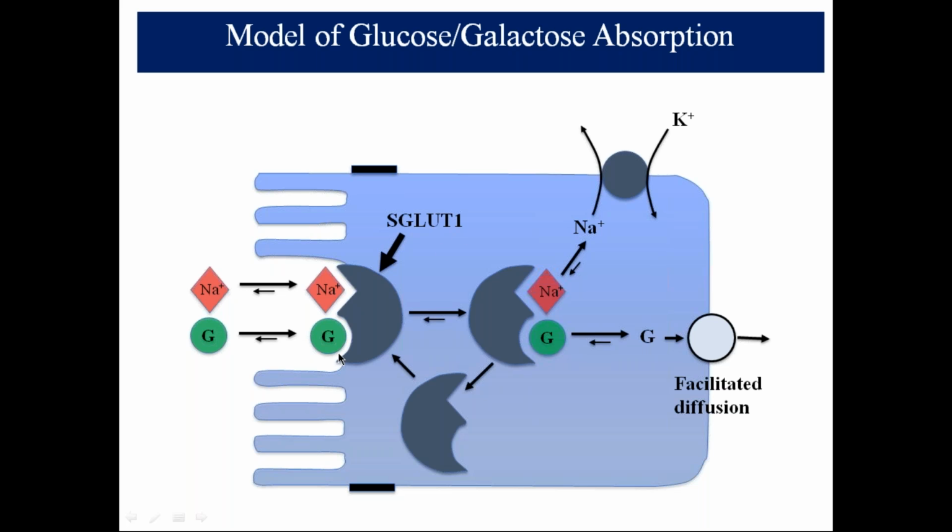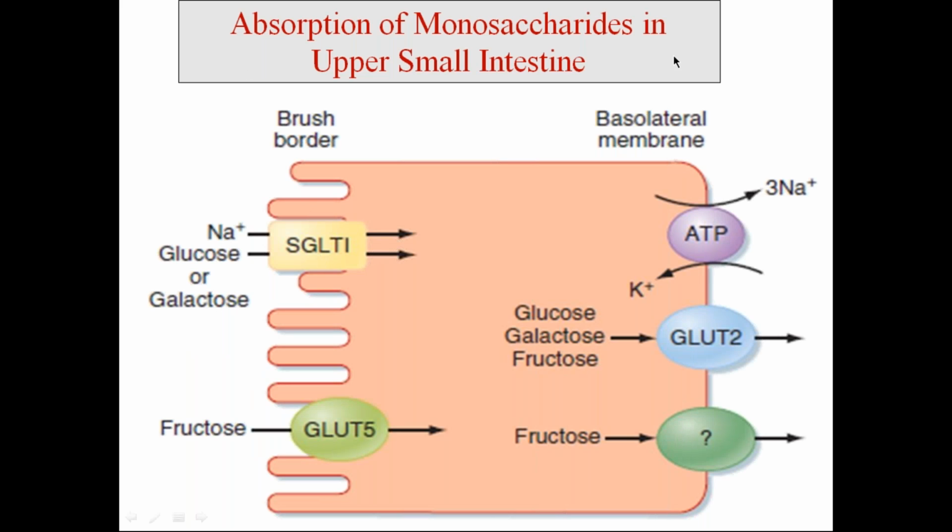Sodium binds, glucose binds, both of them are transported to the inside by a conformational change. Sodium will go out by the sodium potassium pump, glucose will come out of this cell by facilitated diffusion into the bloodstream, and this transport protein would be recycled back. So this is how absorption of monosaccharides occurs in the upper small intestine.